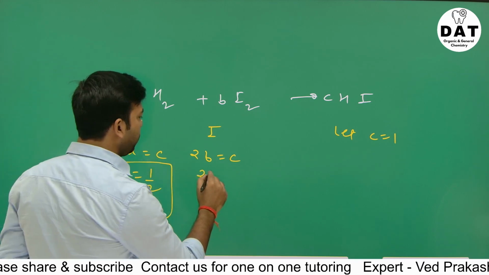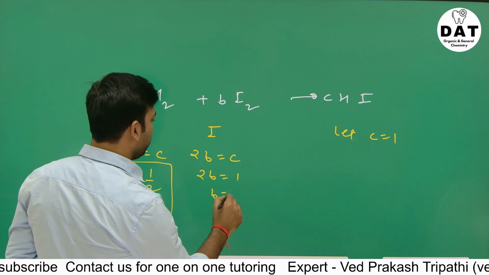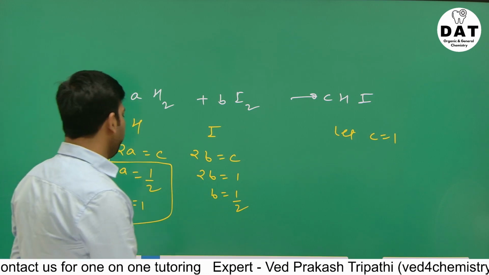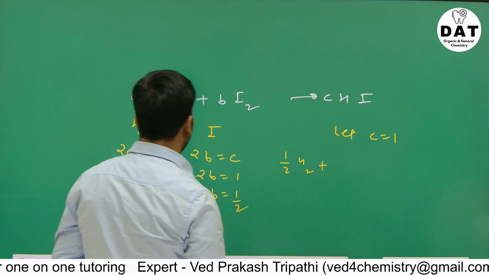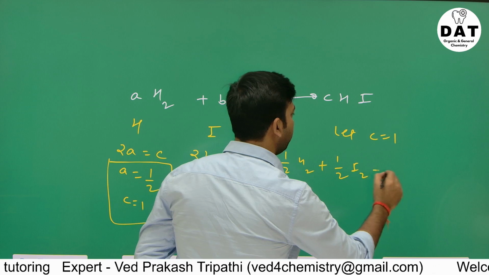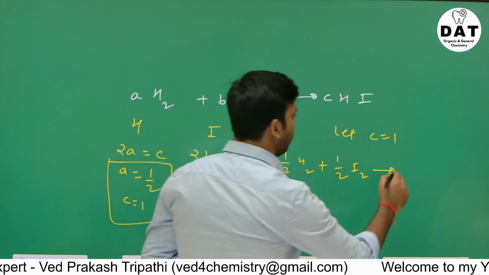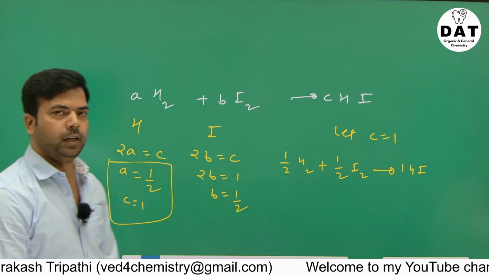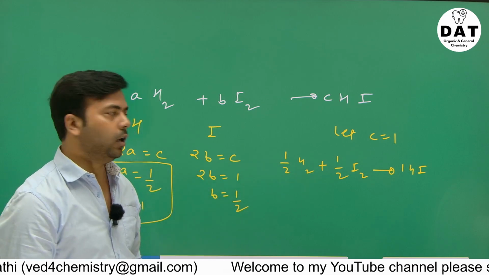So B is what? So 2B is equal to 1. Okay. So B is equal to 1 by 2 as well. So now we have the values and we can put it here. So 1 by 2 H2 plus B is here 1 by 2 as well. So 1 by 2 I2. Next, C is my 1. So 1 HI. So simple thing is that we can multiply the net equation by 2 to remove this fraction value.